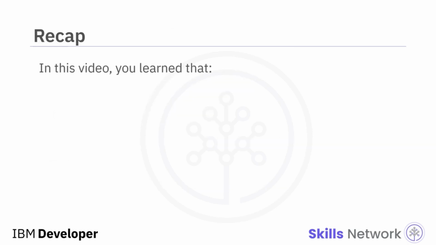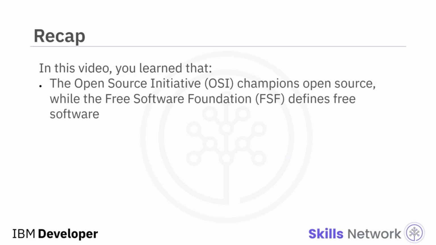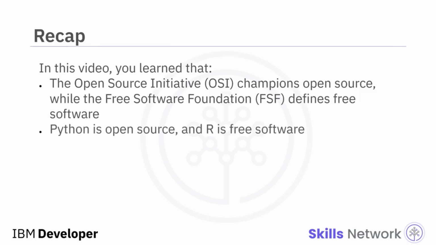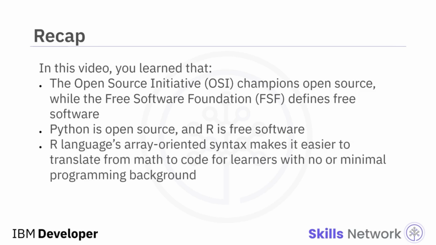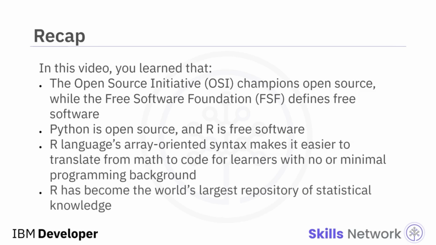In this video, you learned that the Open Source Initiative, or OSI, champions open source, while the Free Software Foundation, or FSF, defines free software. Python is open source and R is free software. R language's array-oriented syntax makes it easier to translate from math to code for learners with no or minimal programming background. And R has become the world's largest repository of statistical knowledge.